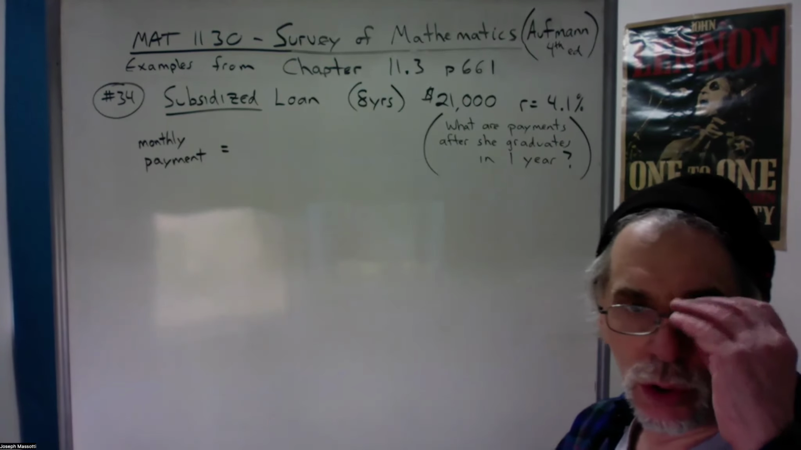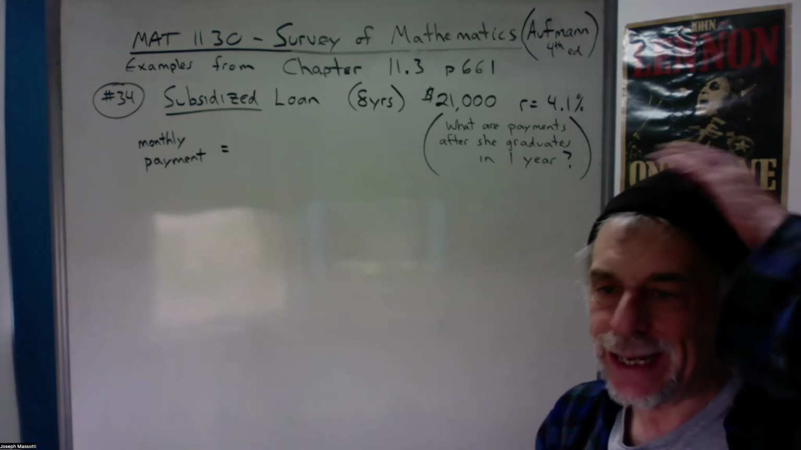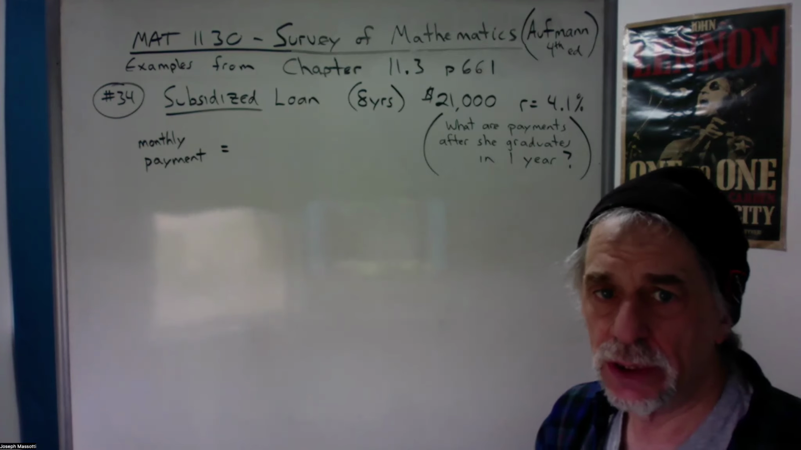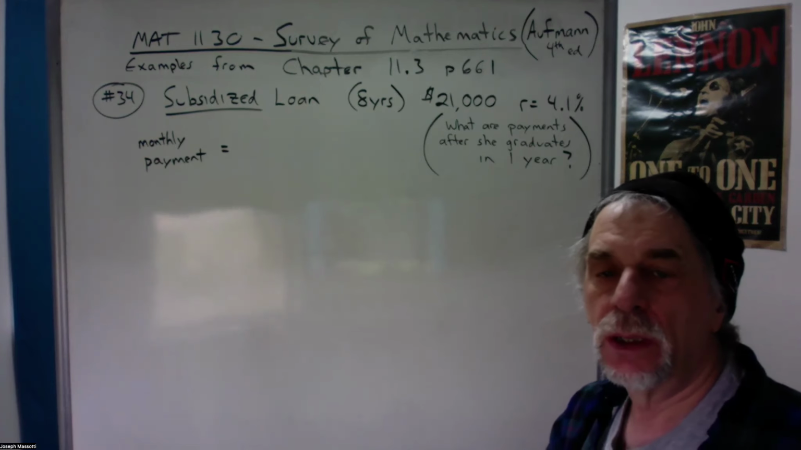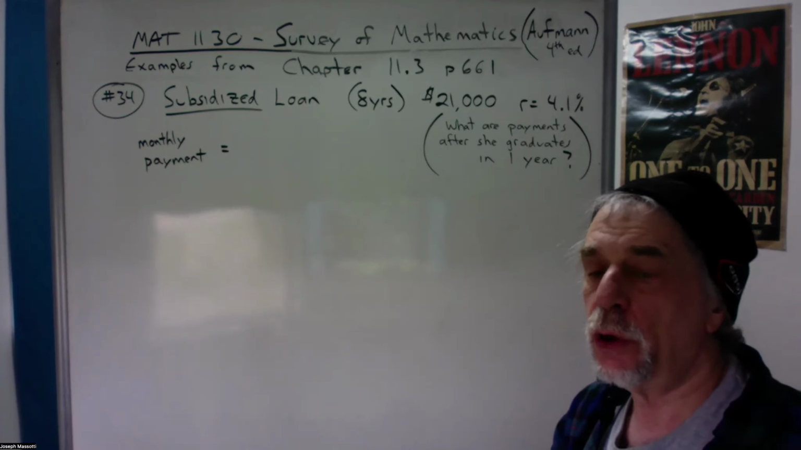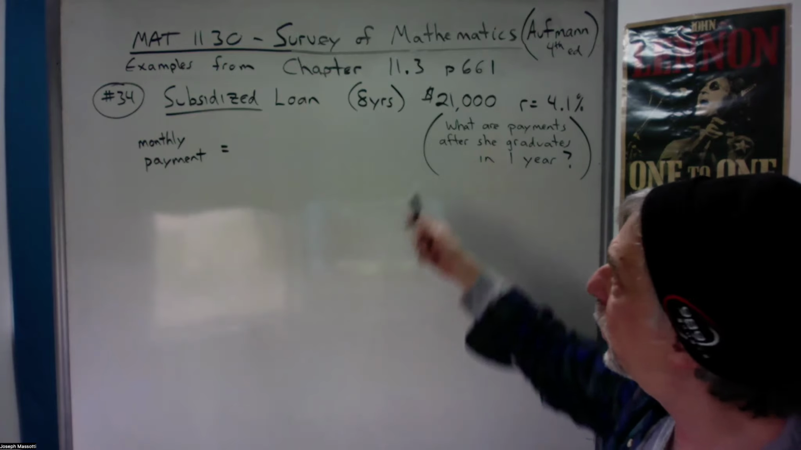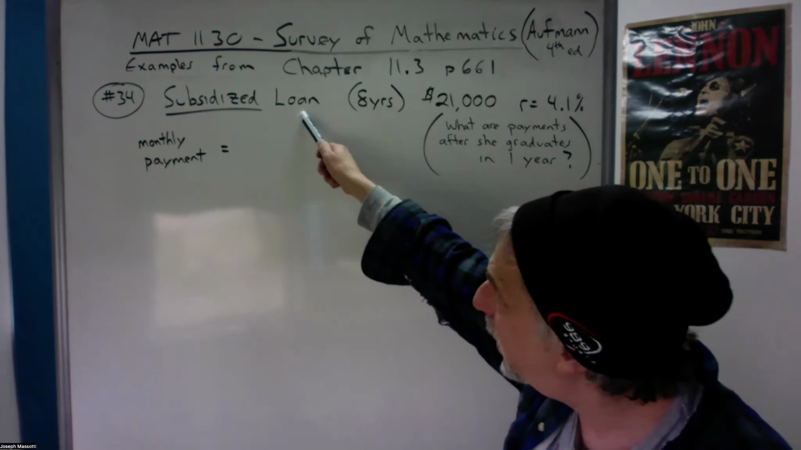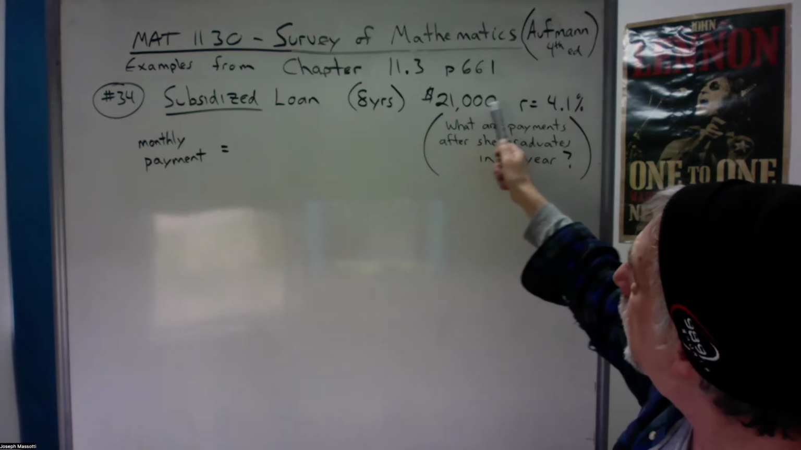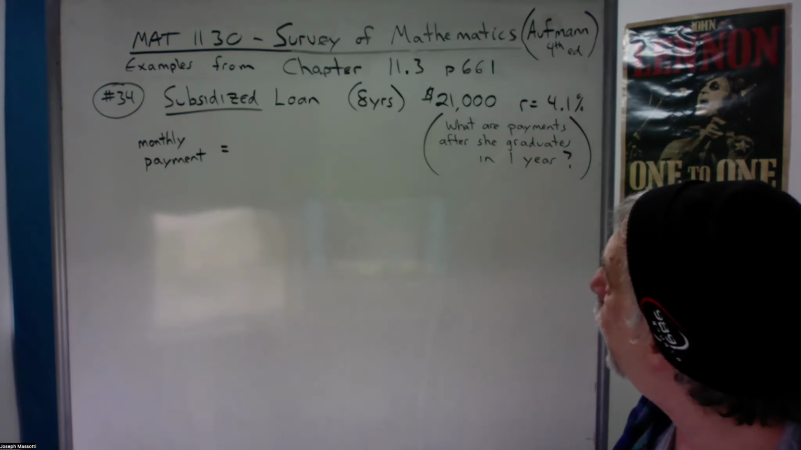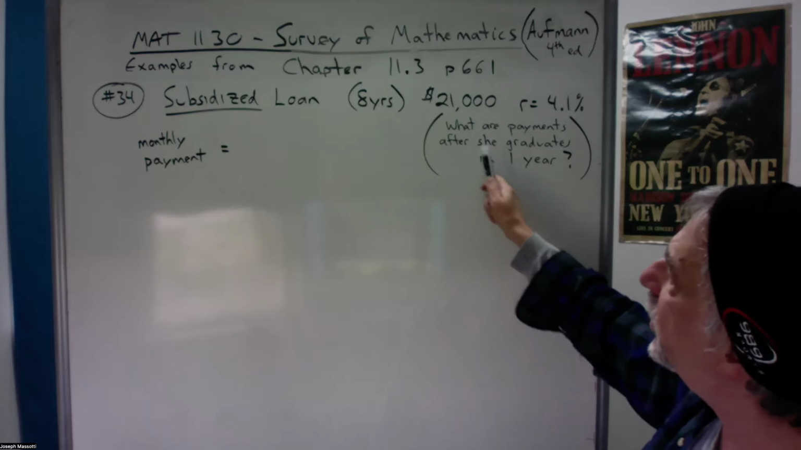A couple more questions from 11.3 having to do with subsidized and non-subsidized loans. The difference between a subsidized loan and a non-subsidized loan is that with a subsidized loan, you don't pay interest until you start paying off the loan. In this case, this is a subsidized loan for 8 years, the amount is $21,000 and the rate is 4.1%. We're asked to come up with the monthly payment after this person graduates.